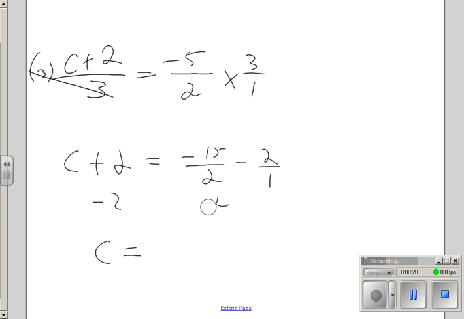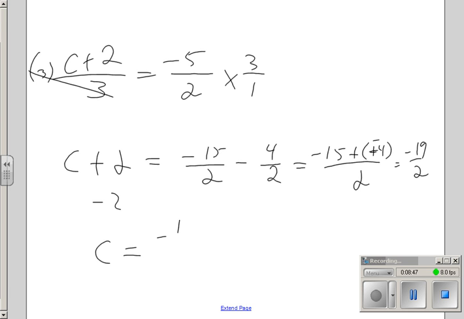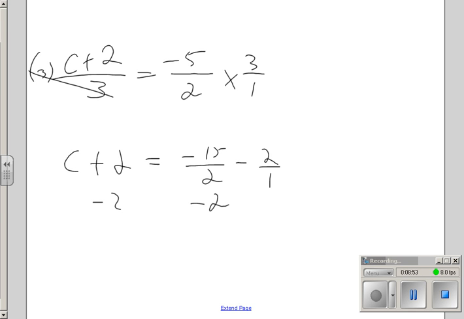okay, how does this work? This is going to be negative 4 over 2, or 4 over 2. And that's going to be negative 15, take away a positive 4 over 2, which is going to be negative 19 over 2, which is the same answer that we got before. So there's another way we could have done it. We could have just isolated the variable using our known methodology.